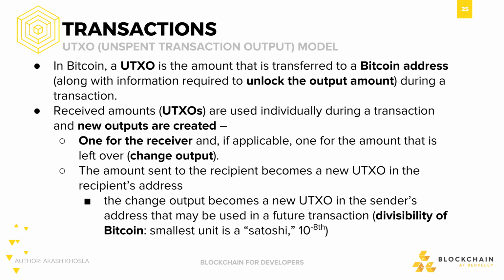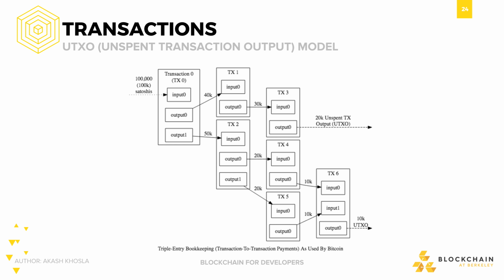So remember that one goes to the receiver. For the outputs, when you use the UTXO as an input, one goes to the receiver, or multiple depending on how it is, but ideally one. And then if applicable, if there's a remaining leftover amount from the UTXO, there's a change output, and that will go to the sender's address. So UTXOs don't always split evenly, right?